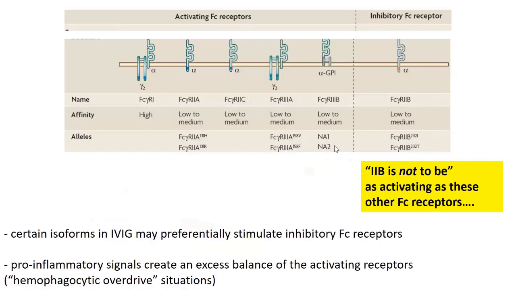This diagram here illustrates that in addition to activating Fc receptors, we have an inhibitory Fc receptor called Fc gamma receptor 2b. 2b is not as activating as these other receptors on the left. It was once thought that sialylated isoforms of IVIG were preferentially stimulating those inhibitory Fc receptors, but that this hasn't been reproduced. Instead, however, there are labs working on other substances that may stimulate this inhibitory receptor to cool down a macrophage activated state.